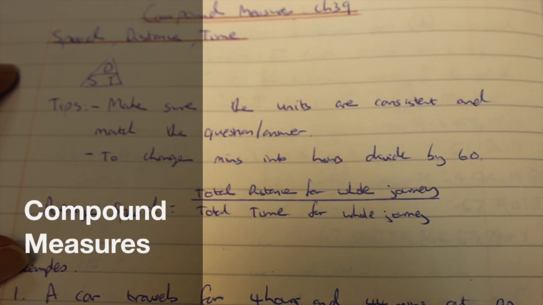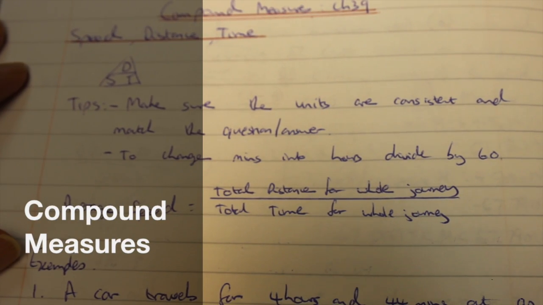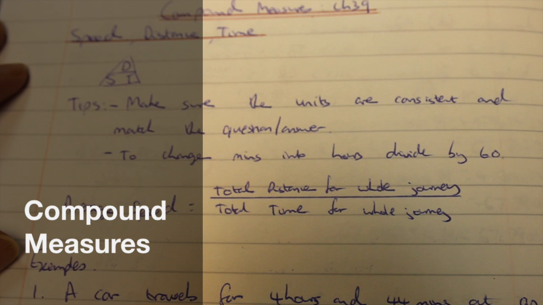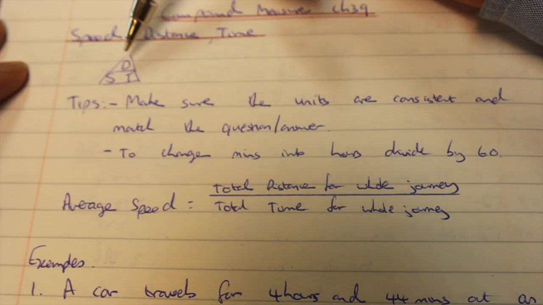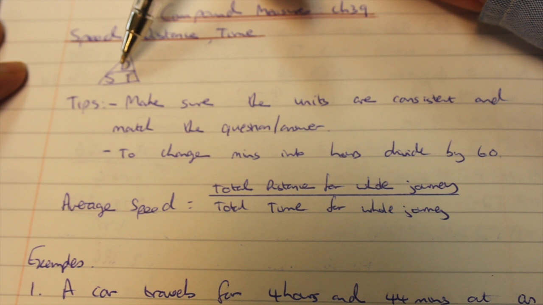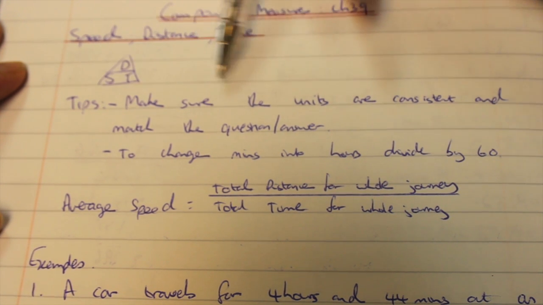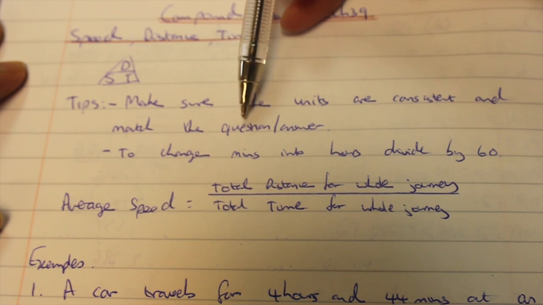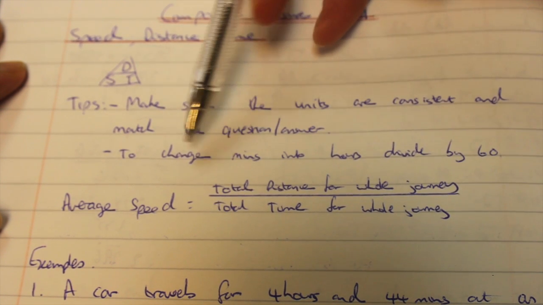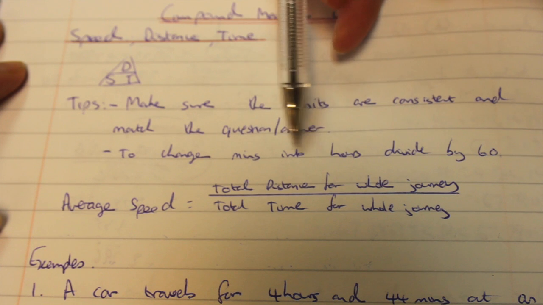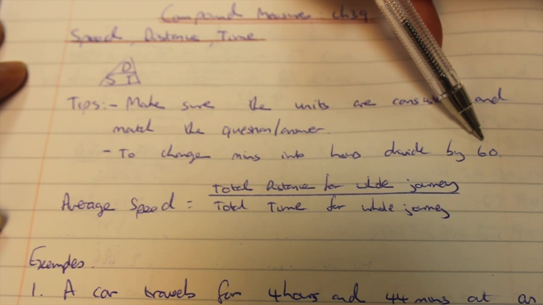We're going to have a look now at compound measures, which is chapter 39. This is basically your speed, distance, time, and your mass, density, volume. Make sure you know your triangle of distance, speed, and time. Tips: make sure the units are consistent and match the question stroke answer. And remember to change minutes into hours, you divide by 60.